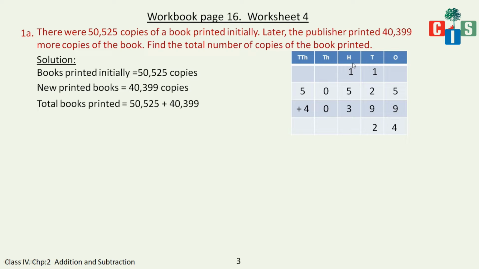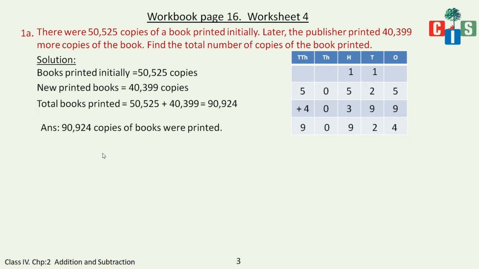Okay. Now from 100, 1 plus 5 plus 3 will give me 9. 0 plus 0, 0. 5 plus 4, 9. So my total books printed are 90,924. And I will have my answer statement, that is, 90,924 copies of books were printed.